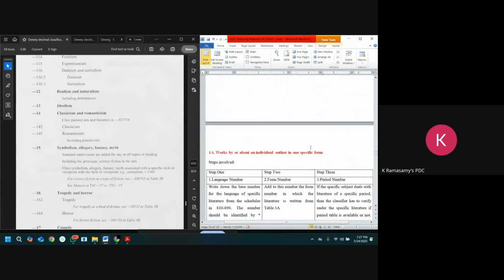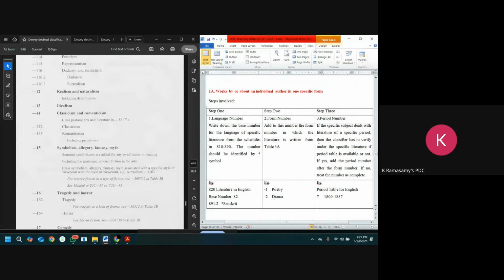Table 3. Two things are there. One is using 3A and then using 3B. I'll show you both. One is work by individual authors in one specific form. So I'm writing only poems, I'm very popular, I'm known for poems. Shakespeare is writing only drama. Like that, one author is very famous for one particular form. One author, one specific form. He is very popular in that. How can we devise a number?